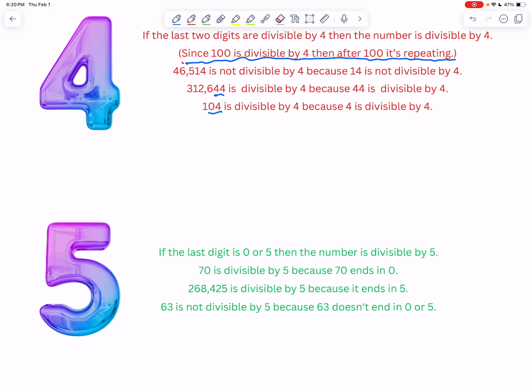And 5. If the last digit is 0 or 5, then the number is divisible by 5. 70 is divisible by 5 because 70 ends in 0. 268,425 is divisible by 5 because it ends in 5. 63 is not divisible by 5 because 63 doesn't end in 0 or 5.